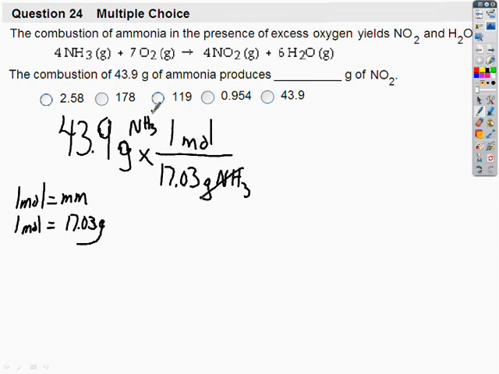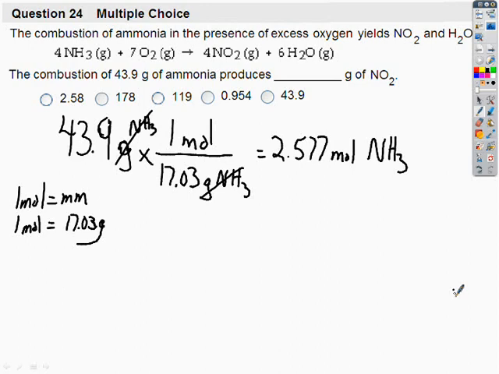Excellent. That cancels with that. And 43.9 divided by 17.03 is 2.577 moles of NH3. Okay, now we have gotten to the point where we have moles. We know we can't solve with anything but moles, so now we really have the first part of this problem.